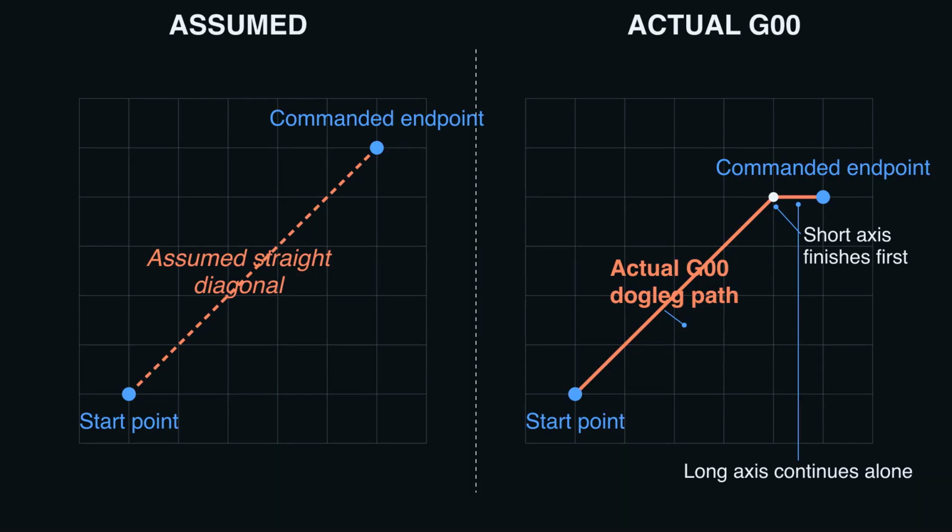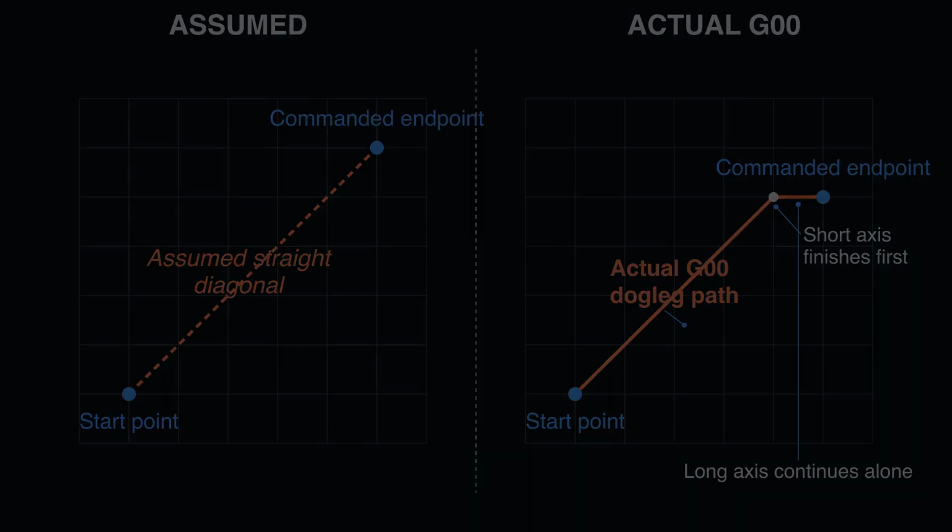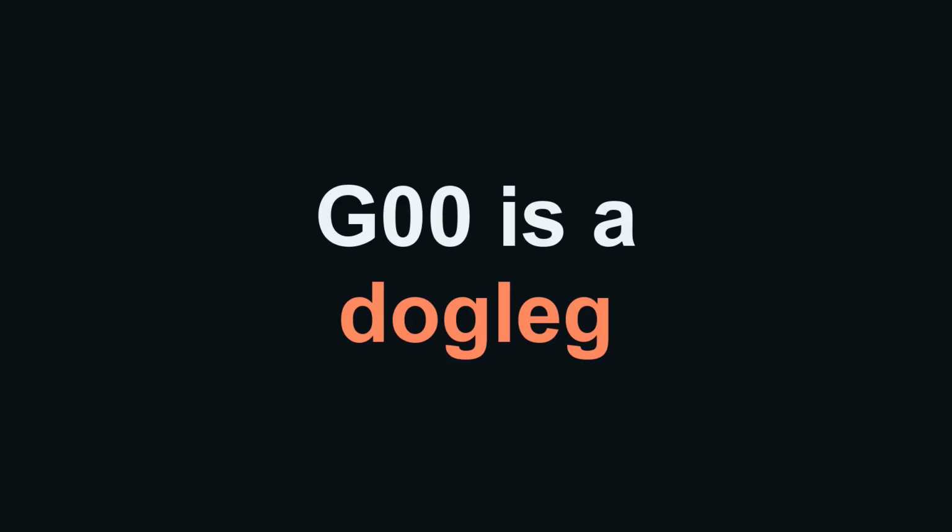When you command G00 to a new XYZ, the machine does not move in a straight line to get there. Each axis moves independently at its own max rapid. The shorter distance axis finishes first, the longer one keeps going. The actual path is a dogleg, a 45-degree segment, then a straight line along the remaining axis. G00 is not a straight line, it's a dogleg.